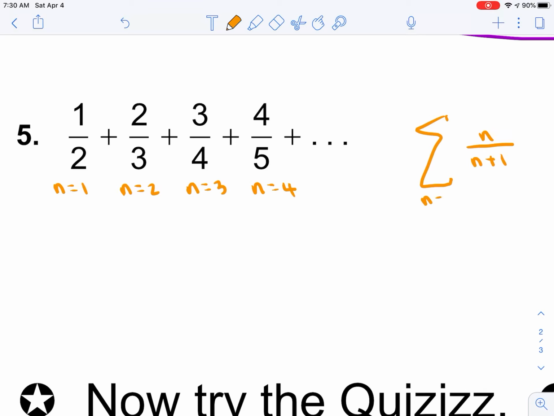Now, the first term is n equal to 1. The last term, because of the dot, dot, dot, that means it keeps going. This is what we call an infinite series. You're going to put an infinity sign on the top.